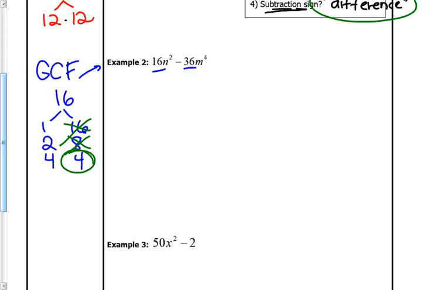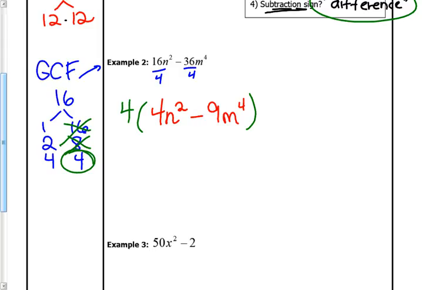So because this has a GCF, I want to make sure I remove the GCF first. So I'm going to take out a 4. And when I take out the 4, what will be left in parentheses? Again, we have to divide each term by the GCF that we just removed. So 16 divided by 4 is 4. So this becomes 4n squared. And negative 36 divided by 4 is negative 9. And I still have that m to the 4th power left, so that stays in there.